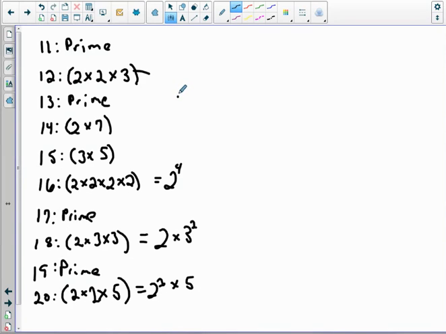And you can break any number down that's greater than 2 into its unique set of prime factors. And later I'm going to show you how you use this knowledge in order to simplify radicals.